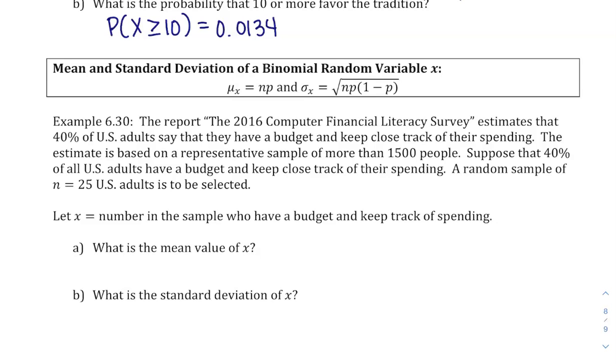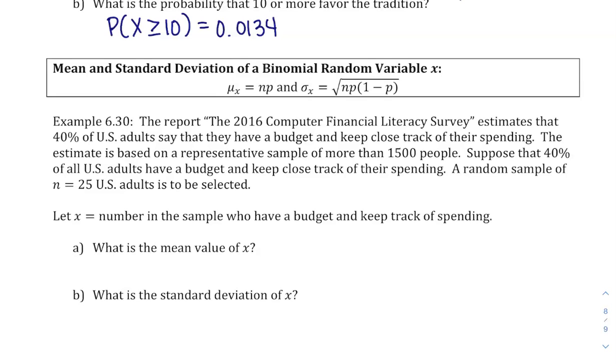The last thing that we need to calculate is the mean and standard deviation for a binomial random variable. So if we had some binomial situation and we wanted to find what a typical value would be in this distribution, we can calculate the mean. And it should be somewhat intuitive. You take the number of trials and multiply by the probability of success, and that's going to give you how many successes you would expect to find.